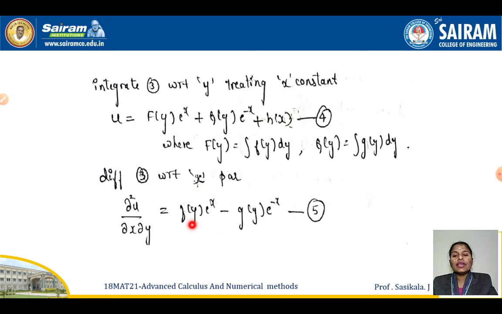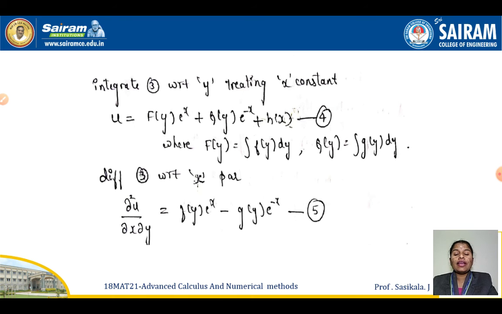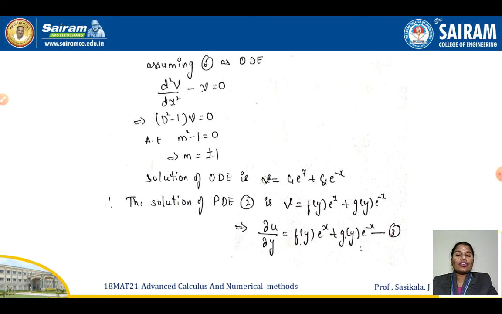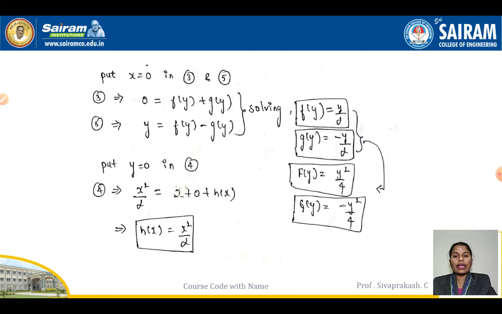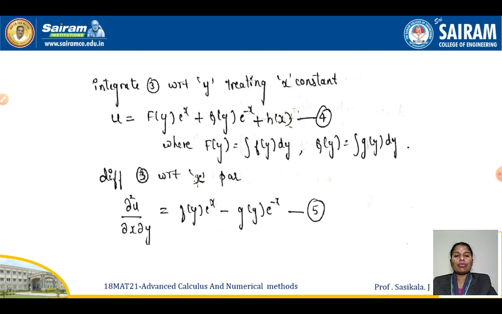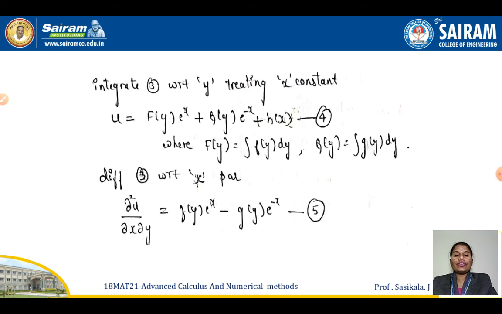Now, differentiate equation number 3 with respect to x, because we are going to use the initial conditions that are mentioned. That gives dou squared u by dou x dou y, to get your f of y and g of y answer. To differentiate, I get f of y into e power x, and g of y into e power minus x into minus 1. That's why that minus has come here in equation number 5. So next, I'm going to substitute the initial conditions into equation number 3 and 5.